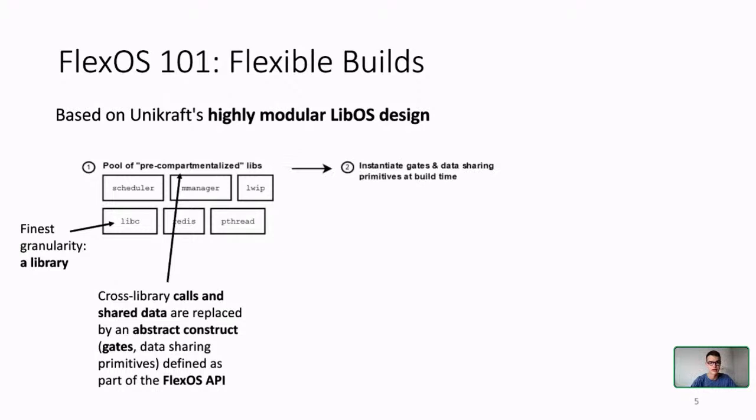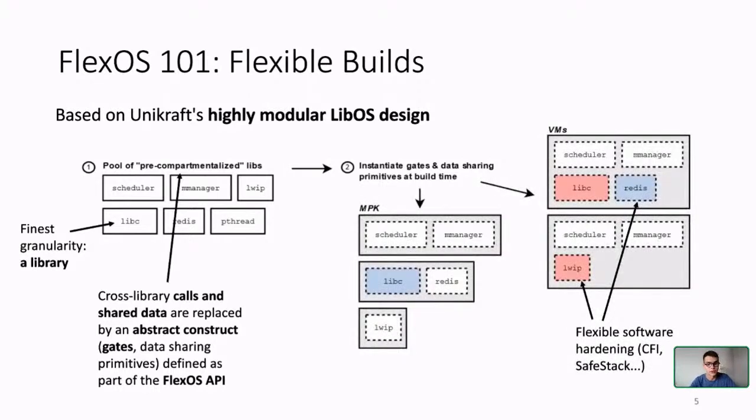Then, at build time, these placeholders are going to be instantiated with a particular mechanism by the toolchain. This mechanism can be as simple as function calls if you want to put two components in the same compartment. But it can also be, for example, Intel MPK if you want to put two components in different compartments. Intel MPK is an ISA extension that is able to provide lightweight intra-address space isolation. You could also even put them in different VMs and let them communicate using remote procedure calls.